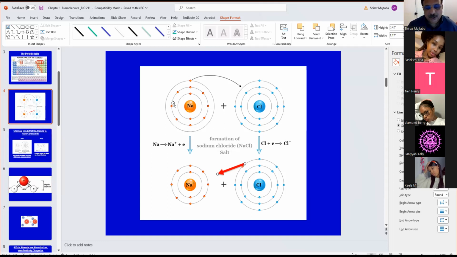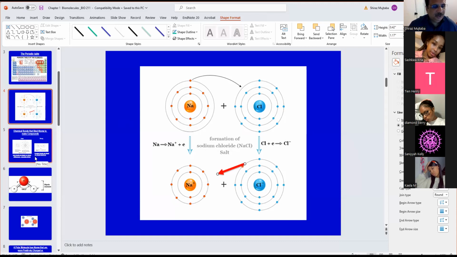So here there are two different molecules that enter into an arrangement, and this bonding is called ionic bonding because this happens post formation of positive and negative ions, which are formed by loss or gain of electrons.